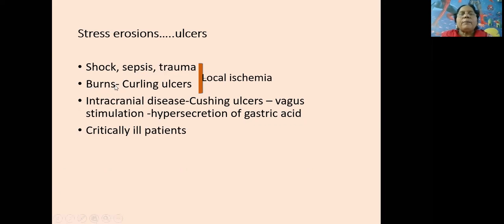And in burns, again the same. When stomach ulcers occur due to burns, they are called Curling ulcers. And in people with intracranial disease, when they get the same kind of ulcers, they are called Cushing ulcers. This pathogenesis is different. Here, when there is an intracranial disease, the vagus nerve is stimulated. That causes increased secretion of gastric acid, leading to Cushing ulcer.